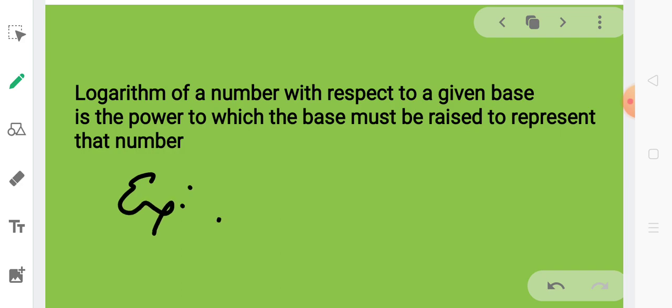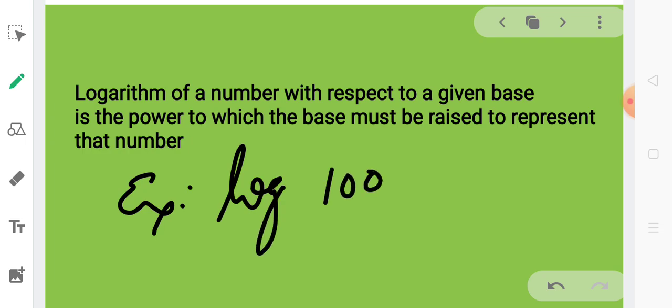Suppose I write down logarithm of a number, the number is 1000, with respect to a base, the base is 10, is the power to which the base must be raised in order to represent that number. So log of 1000 for base 10 is equal to 3. Now you might be a bit confused as to how I have obtained this result. Why is log of 1000 for base 10 equal to 3?